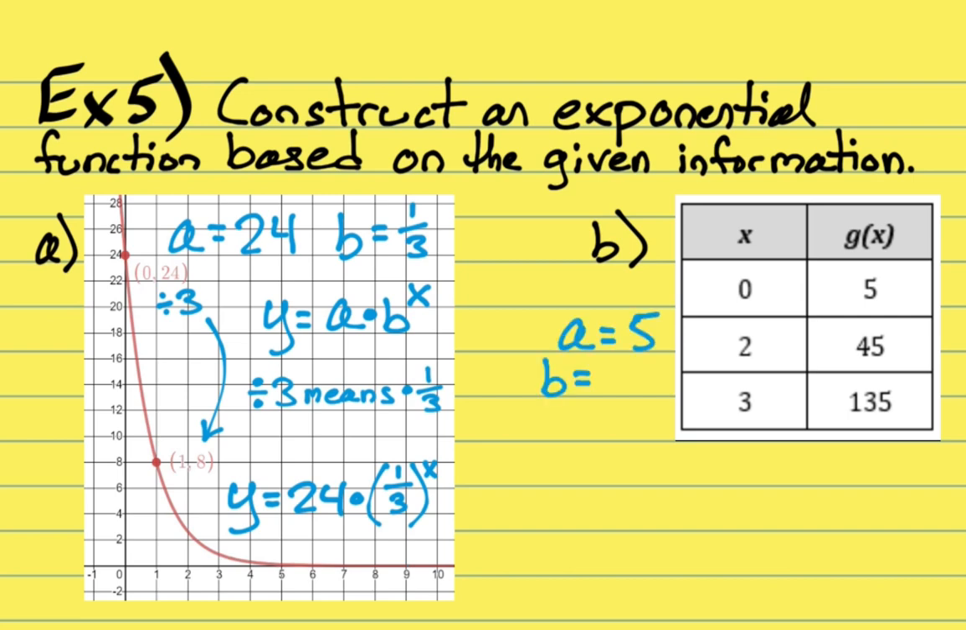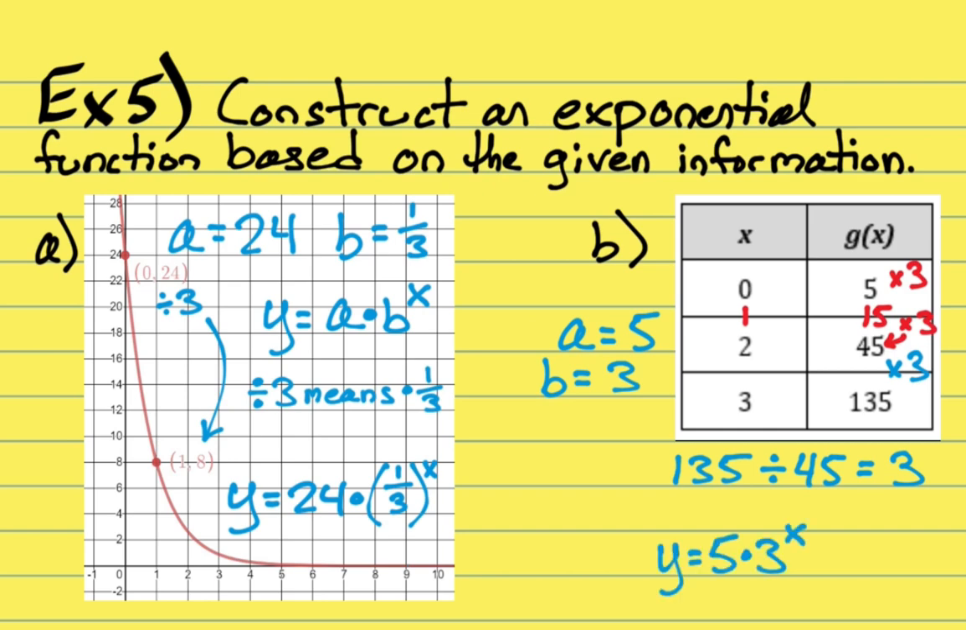For part B, it's easy to notice that A equals 5. You got to be careful with B, though. Taking 135 and dividing by 45 will give you 3, and you'll also notice that the x values skip the number 1, meaning if you took 5 times 3, you would get 15, and then 15 times 3 would give you 45. So that makes the B value 3 in this situation. Putting it all together, we have y equals 5 times 3 to the power of x.